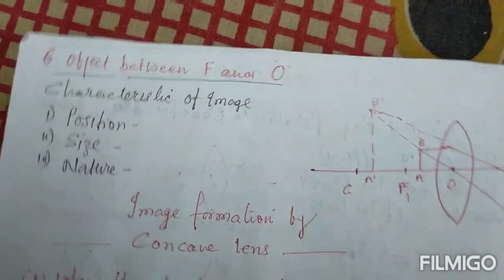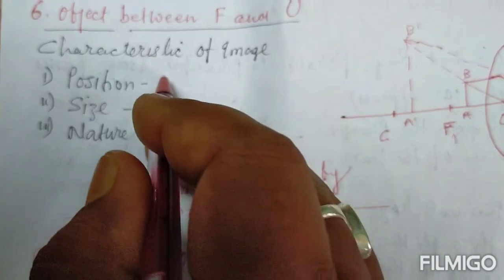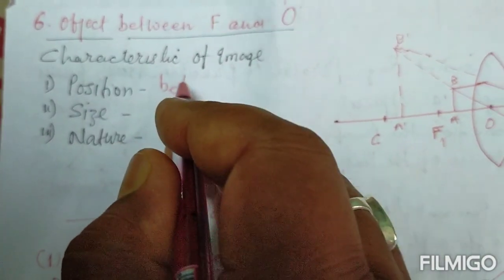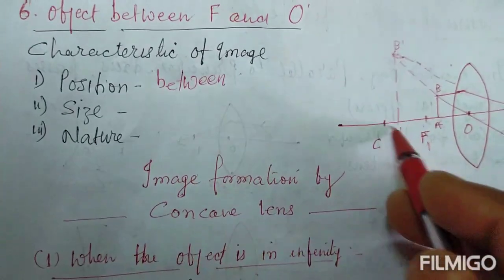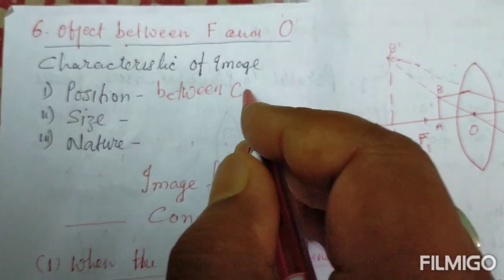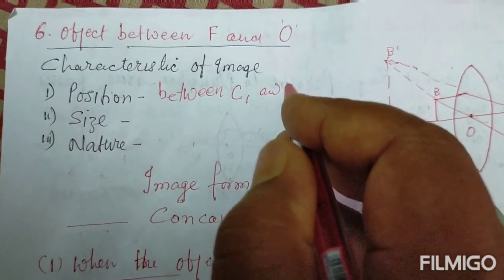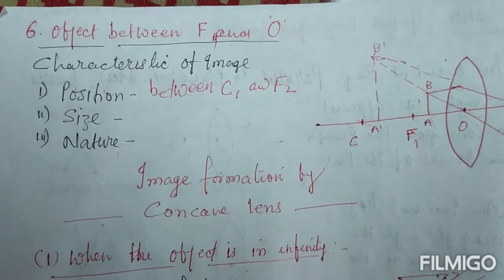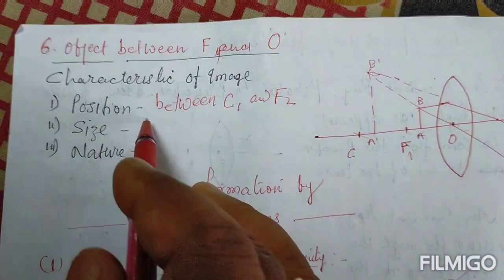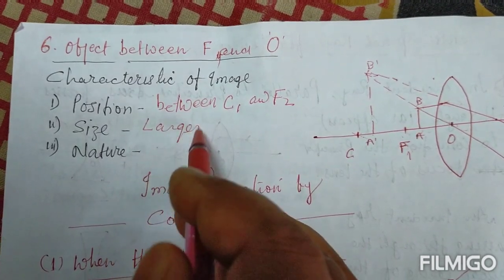Yes, this position will be between C and F, or C1 and F1. Object between F1 and O, right? Size larger, very large.